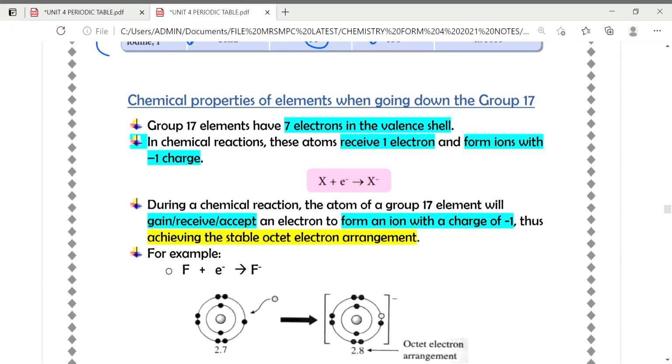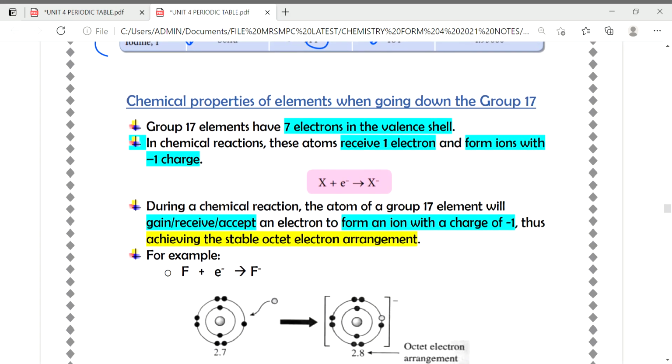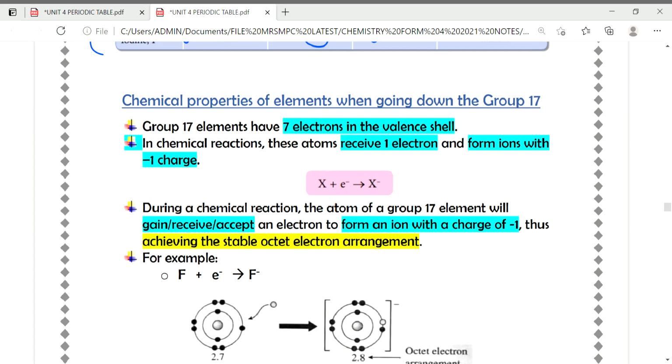Okay. So sekarang kita pergi kat properties yang penting iaitu chemical properties. Chemical properties ni adalah reactions yang kita nak tengok yang berlaku dalam group 17. So chemical properties of element when going down the group 17, what happened? Okay, group 17 element have 7 electron in the valence shell. So in the chemical reaction, this atom receive 1 electron and form ions with negative 1 charge.